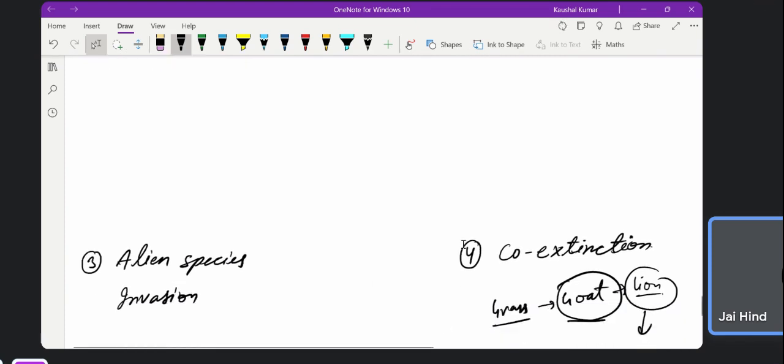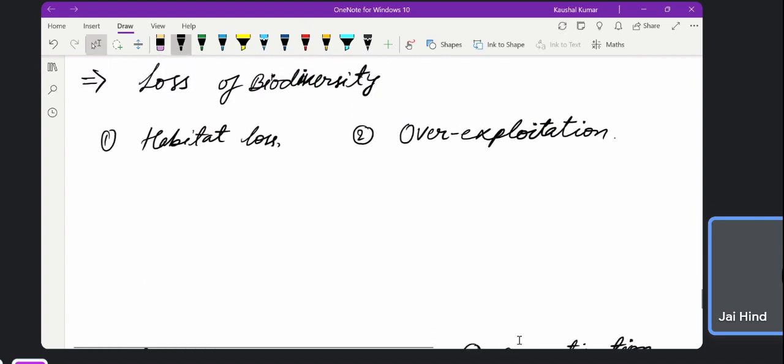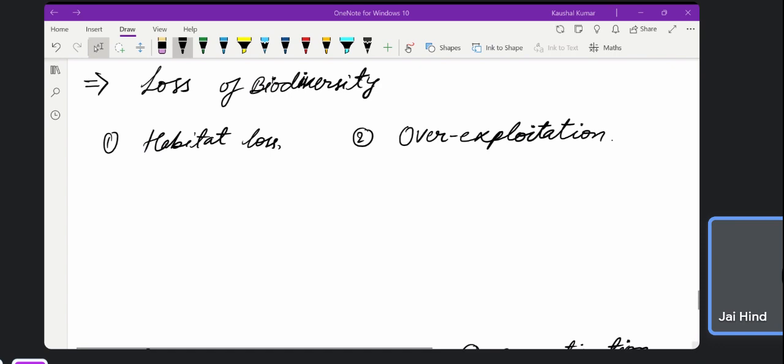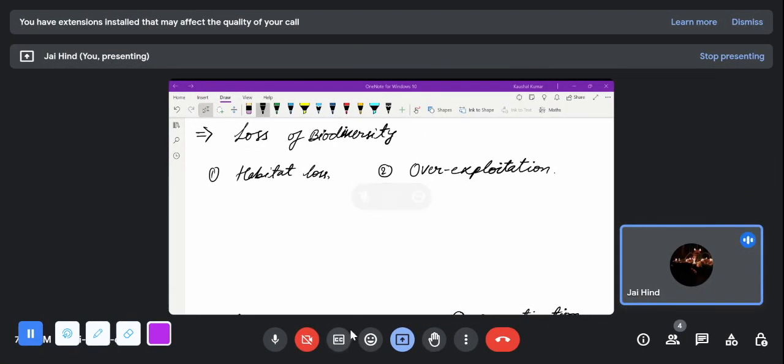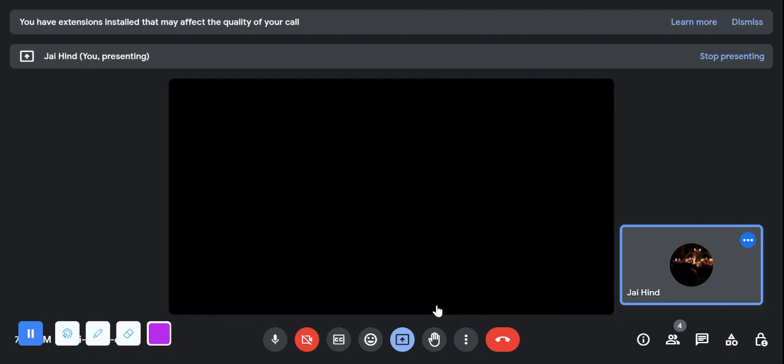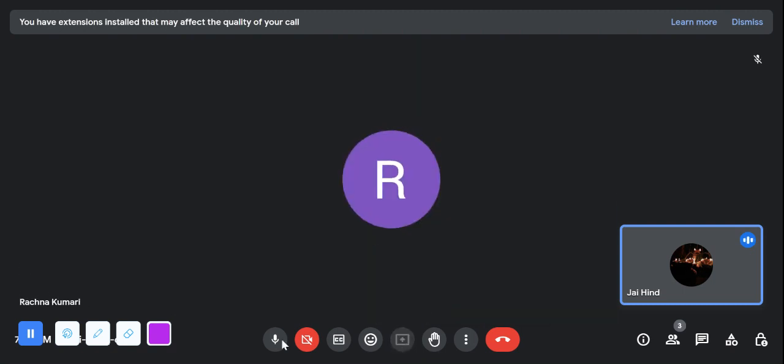It's better to read the NCERT. I will share the screen with you. Just a second. Stop presenting. Now it will again take time.